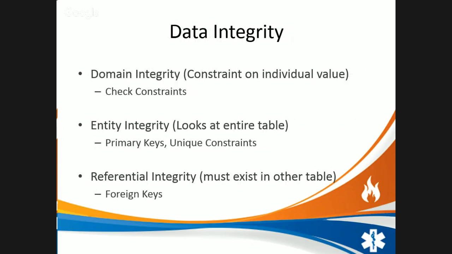A few vocab words here, around data integrity. So there's domain integrity, which is check constraints, and that's an individual value, kind of the domain of a column. Entity integrity kind of refers to the whole table, looking at unique constraints and primary keys. And referential integrity is between two entities, so primary keys and foreign keys.